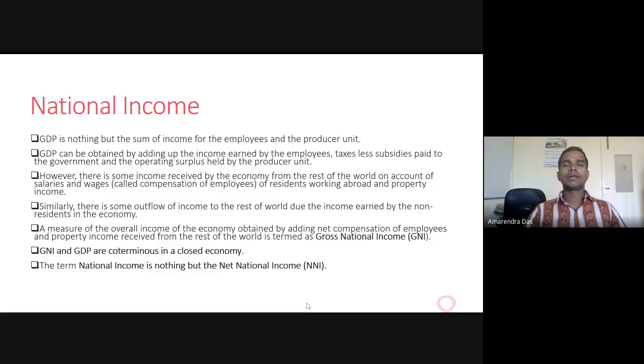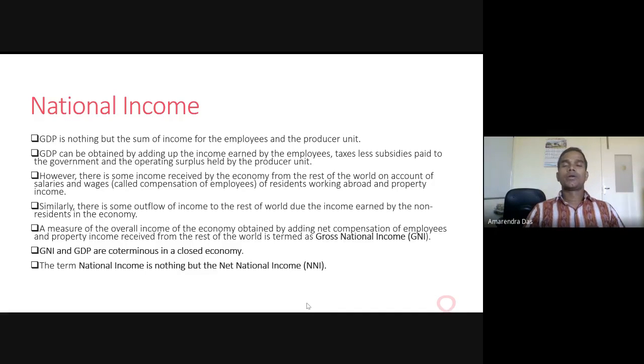However, there is some income received by the economy from the rest of the world on account of salaries and wages of residents working abroad and property income. That means, say, many of our Indians work abroad, and they send remittances to India. And whether we will be including that in our GDP calculation or not. Similarly, a lot of Indian companies are operating in other countries. They are investing capital in other countries. They get a lot of income, basically profit. They repatriate the profit to India.